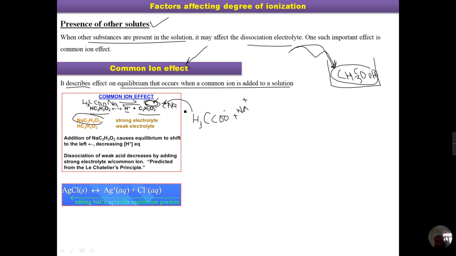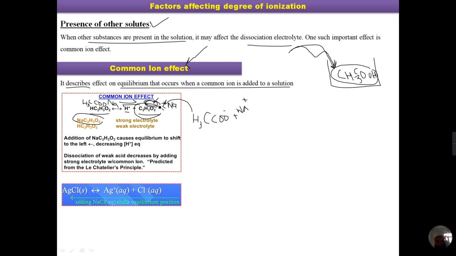Sodium ion. Now, as soon as you add an external electrolyte, sodium acetate, it gives acetate ion. Acetate ion is one of the ions which was also produced by the acetic acid. Now, this is called a common ion effect. You added an external substance that produced an ion which is common to the one which was in the solution.